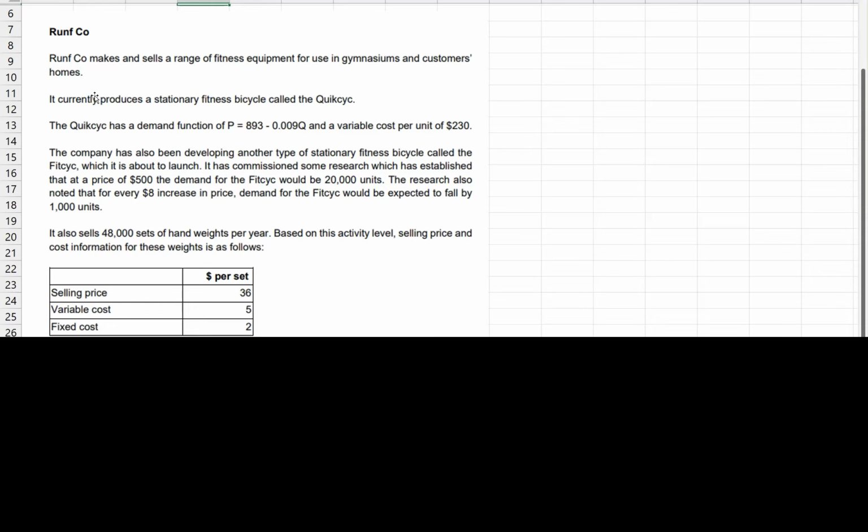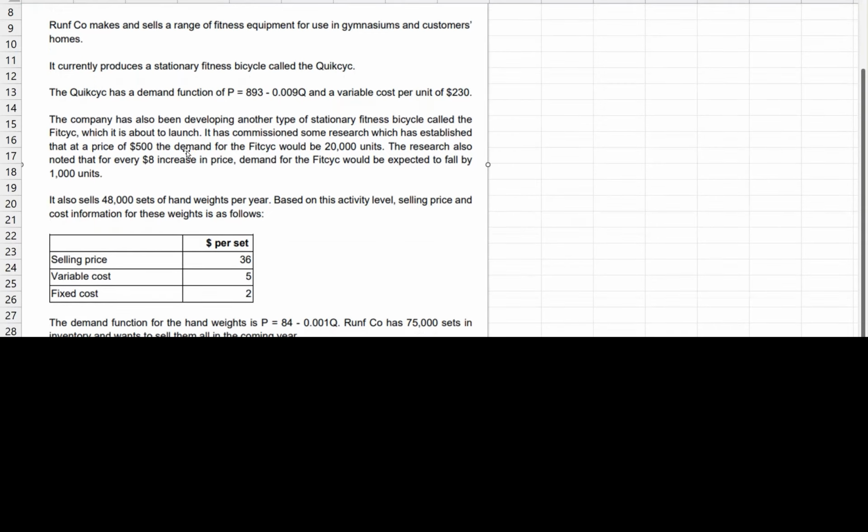In the question, Runff makes 3 products: the Quick Cycle, Fit Cycle and the hand weights. The Fit Cycle has not been launched yet, but it will be launched very soon. For the Quick Cycle, the question has provided the demand function. In most cases you might need to calculate this demand function, so you must be familiar with how to get it, but in this question it has already been provided. All right, so no issue at all.